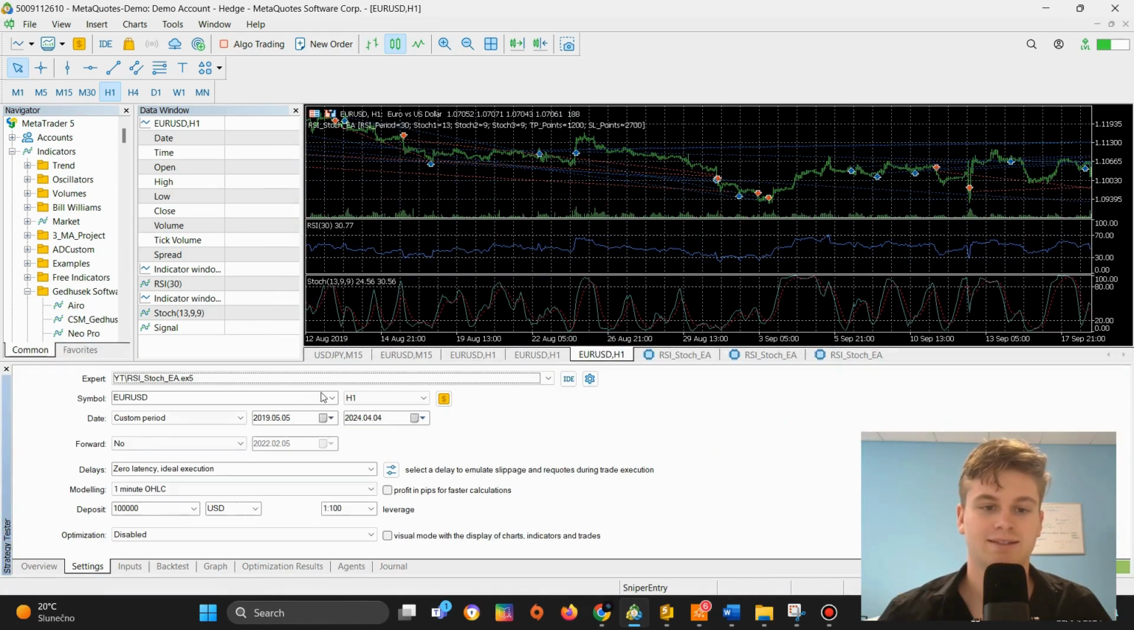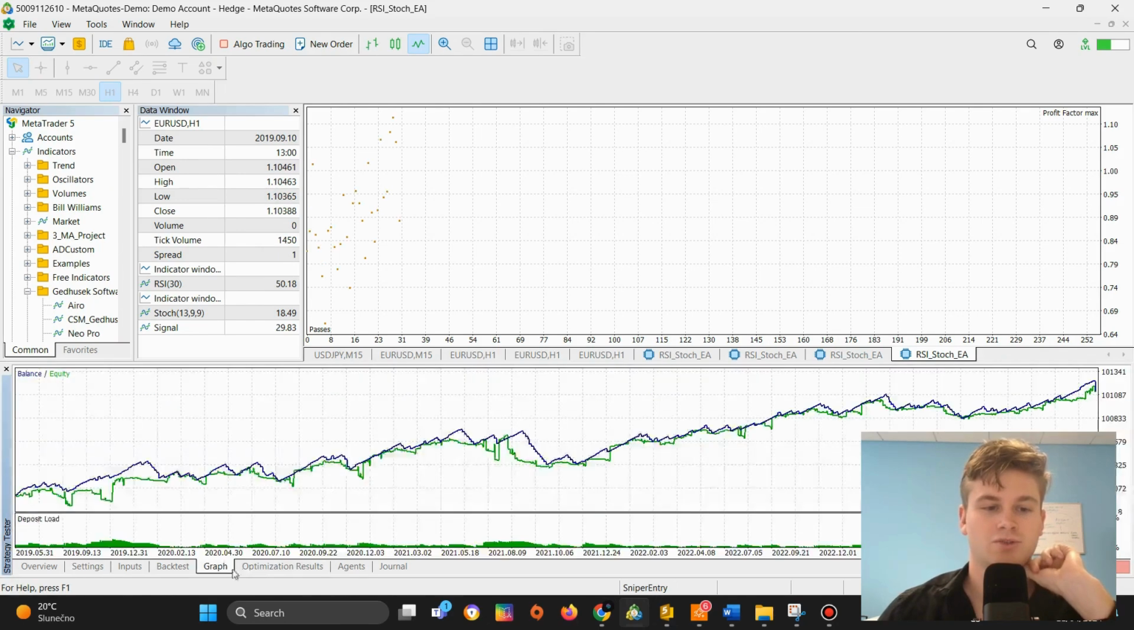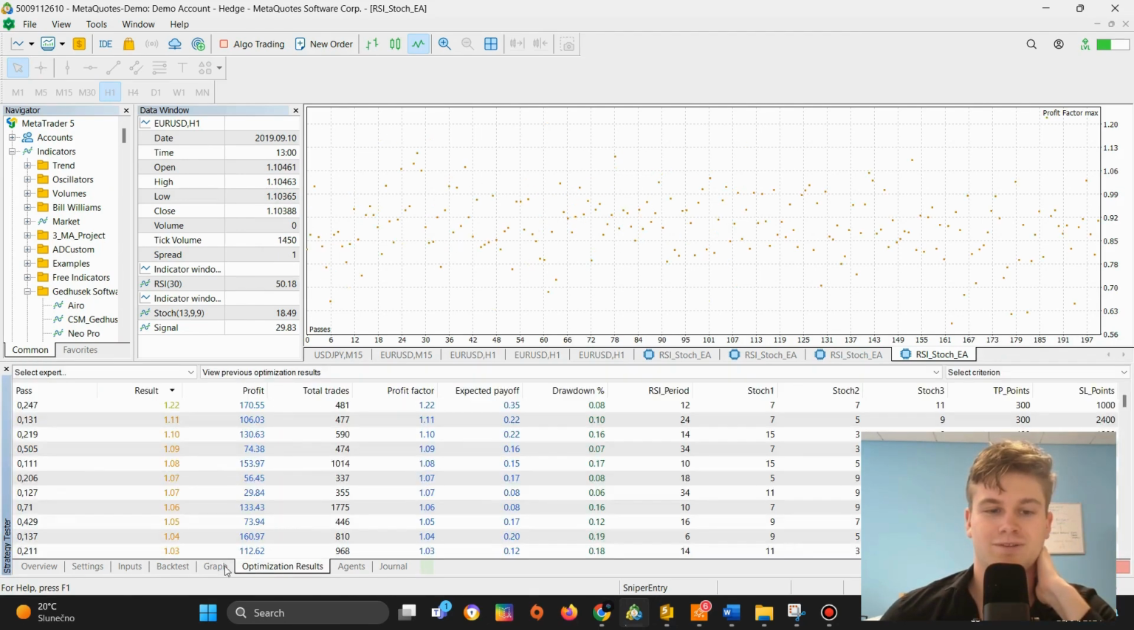I will backtest this on USD yen as well, but only on the last 4 years. Let's see what happens on the USD yen. And I will also go to my source code, or I will wait for the optimization to run. And then I will go to my source code and change one thing.